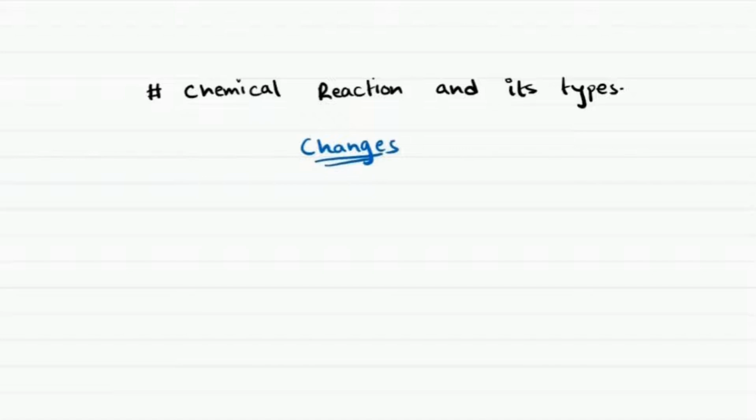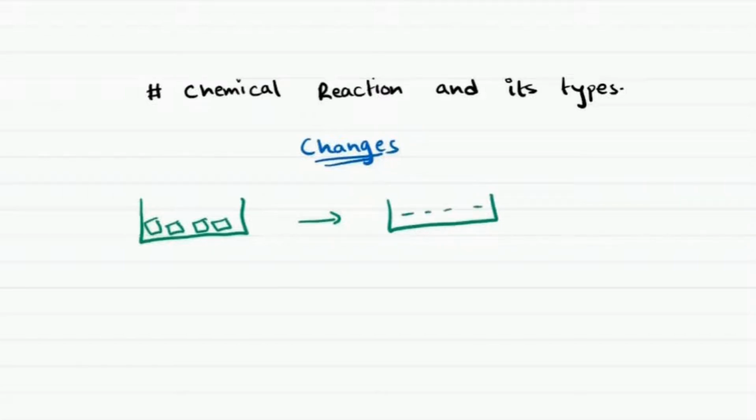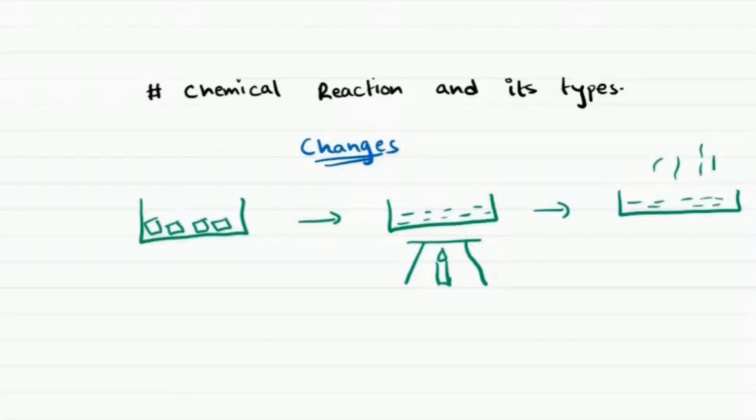Like, let's say we have a beaker and we keep some ice here. And if we leave this for some time, then this ice is going to change into water, right? And again, if you heat this water, like let's say this is a candle, then this water is going to change into vapor, right? So this is one of the changes that we can normally see.